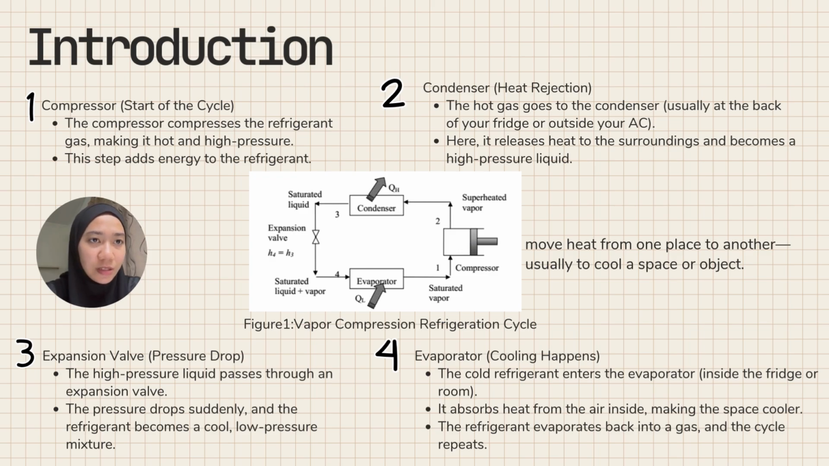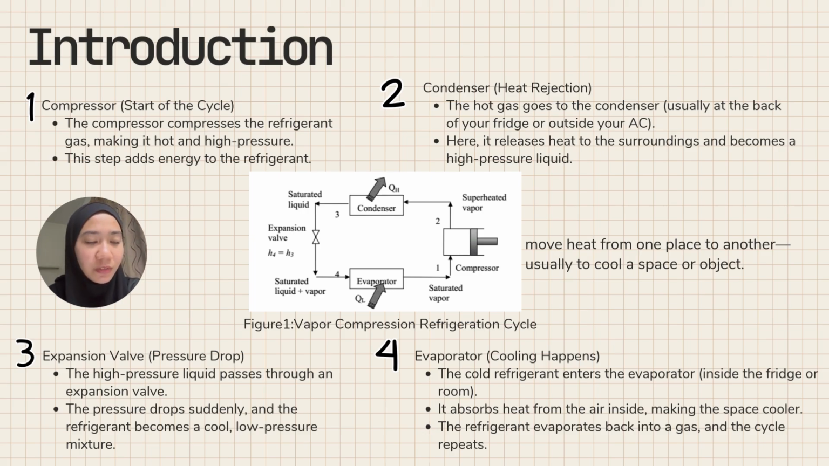Second, the condenser, which is the heat rejection. The hot gas goes to the condenser, usually at the back of your fridge or outside your aircon. Here, it releases heat to the surroundings and becomes a high pressure liquid. And then, the expansion valve. This is where the pressure drops. The high pressure liquid passes through an expansion valve. The pressure drops suddenly and the refrigerant becomes a cool, low pressure mixture.